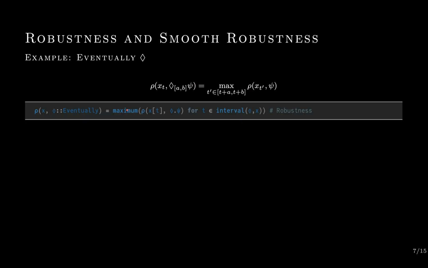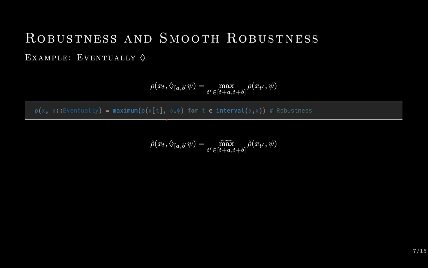We can also define robustness and smooth robustness. So as examples from the textbook and from lecture, the robustness of eventually is defined as the max over that time step range of the robustness of that inner formula. And in Julia, this is just the maximum of the robustness, which is a recursive call based on the type of this formula here.